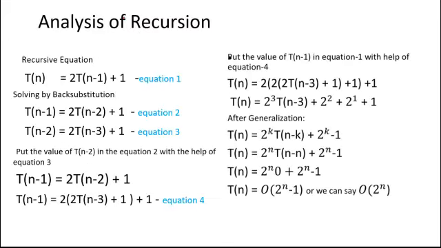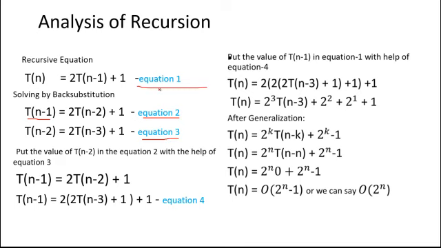So let us now analyze our recursive formula. So here we have T of n is equal to 2T of n minus 1 plus 1. Let's make this as our equation 1. Then let's solve this by using back substitution method. So T of n minus 1 is equal to 2T of n minus 2 plus 1. Let's make this as our equation 2. Then T of n minus 2 is equal to 2T of n minus 3 plus 1. This will be our equation 3.